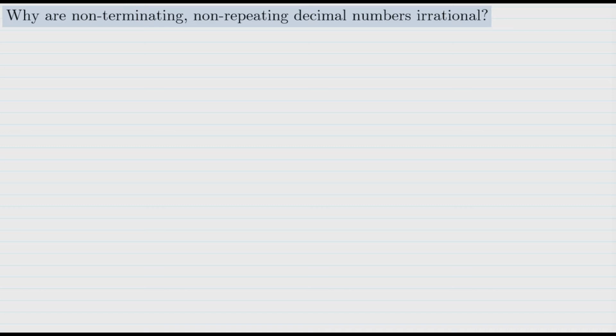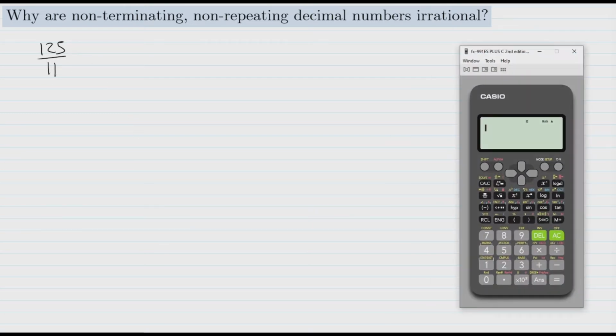Let's start with a rational number that results in a non-terminating decimal. I'll use 125 elevenths. So we do indeed have a rational number here. We have an integer over an integer. And we'll just quickly confirm with a calculator that this rational number results in a non-terminating decimal. So 125 divided by 11 gives us 11.363636 and so on. So definitely a non-terminating decimal.